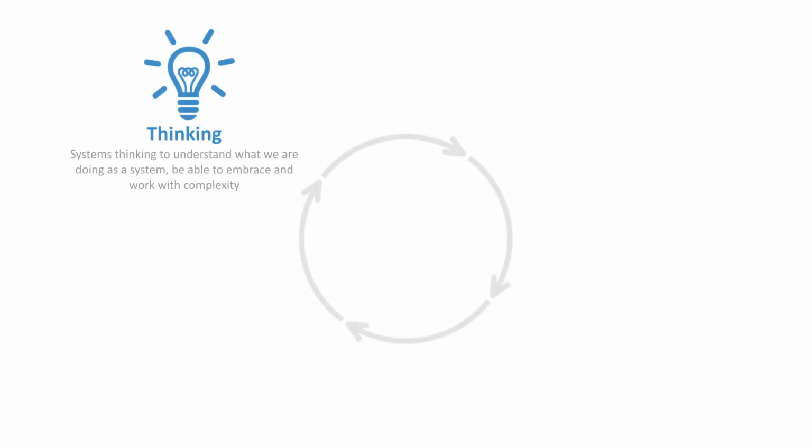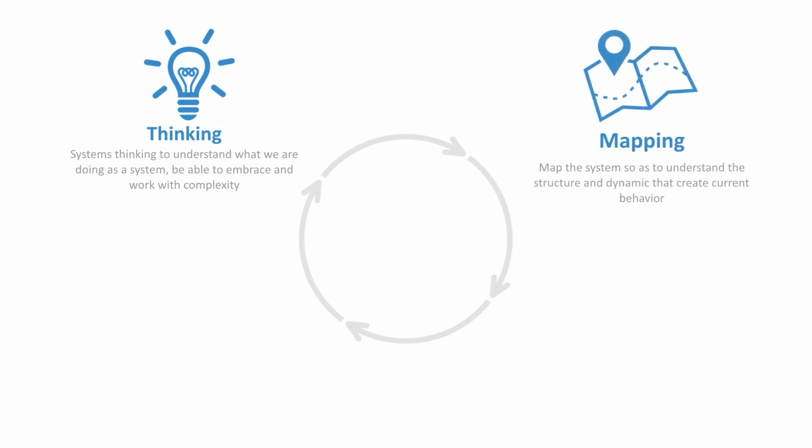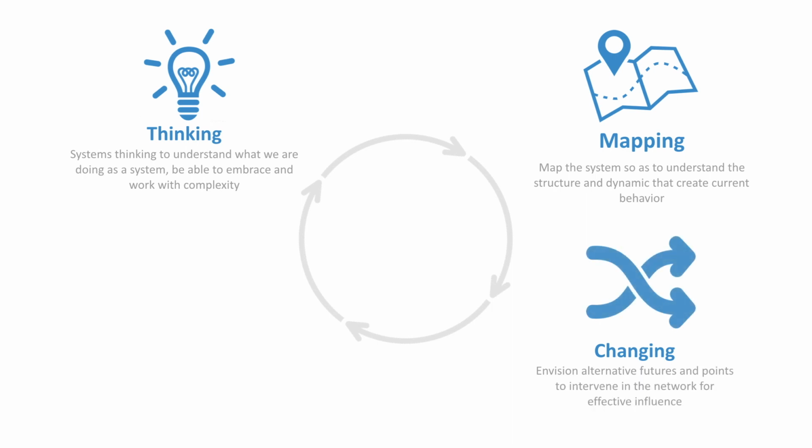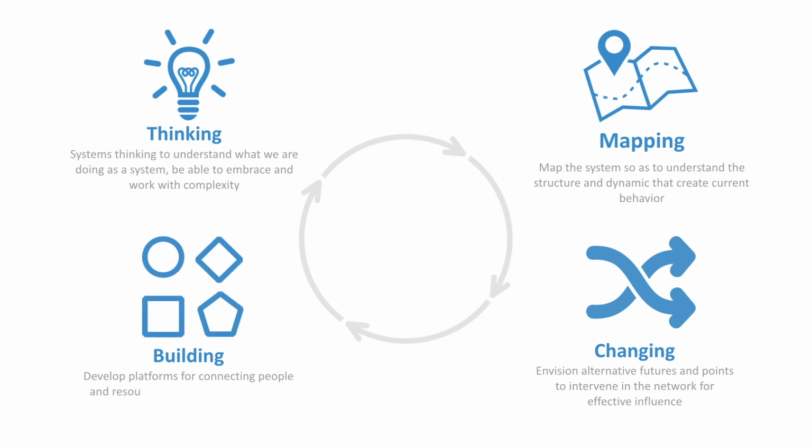There's 4 main sections. We start off with systems thinking. This is about changing our way of looking at the world and embracing complexity. Systems mapping, mapping out the system. Systems change, how do we intervene and influence the system in a particular way? And systems building, how do we develop collaborative platforms for fostering the kind of ecosystems needed to realize systems change?